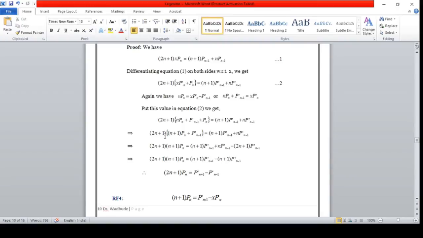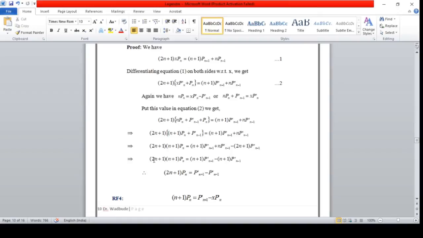2n plus 1 is constant. Now here Pn and Pn common, so its coefficient is n plus 1 plus P dash n minus 1 and this. Now open, multiplying this 2n plus 1, this coefficient n plus 1 and is equal to, this is n plus 1 P dash n plus 1 and this n P dash n minus 1 and 2n plus 1 P dash n minus 1 minus, here plus, side change, minus 2n plus 1 P dash n minus 1.